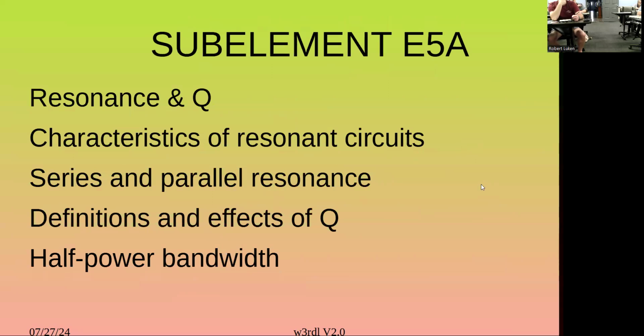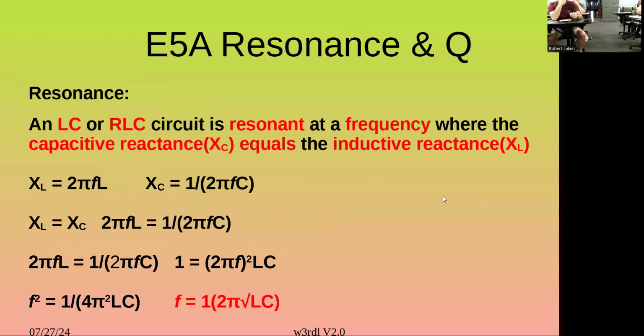Okay, so we'll talk about resonance, serial and parallel, the effects of Q and the half power bandwidth. As you all should remember, resonance is defined in an RLC circuit when the inductive and capacitive reactances are equal. So they essentially cancel out, and it looks like a purely resistive circuit at the resonant frequency.